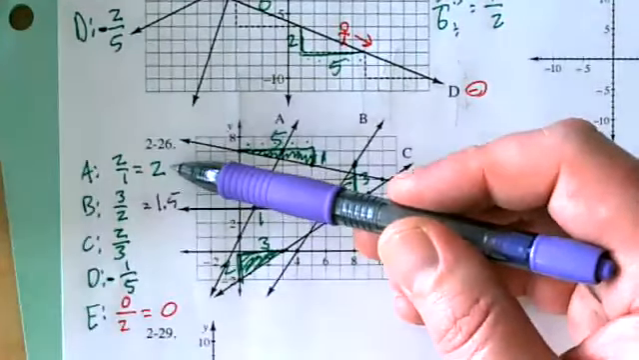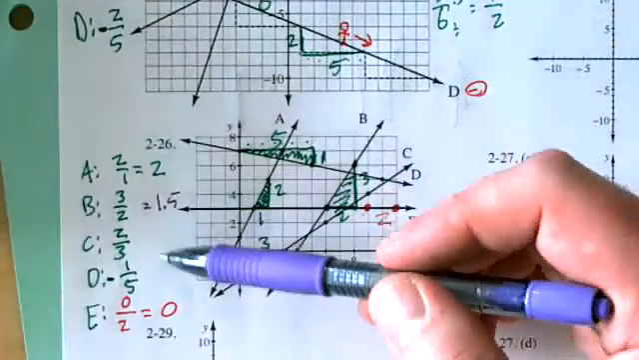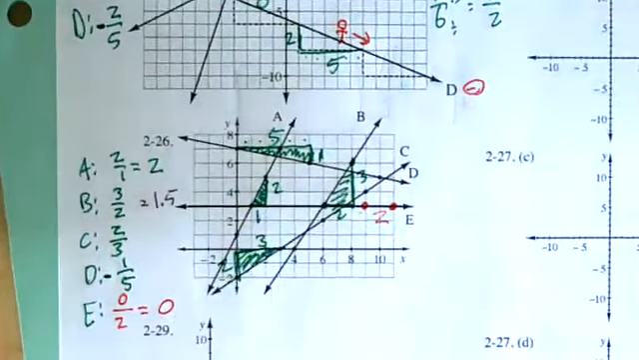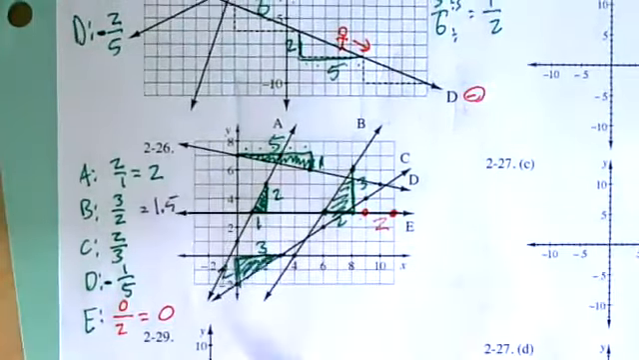Yeah, 2 is definitely bigger than 1.5. 2 is bigger than 2/3. 2 is definitely bigger than 0. So A is the steepest, followed by B in terms of steepness and slope.